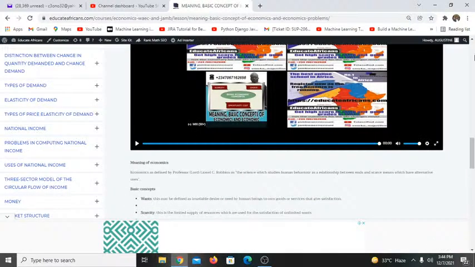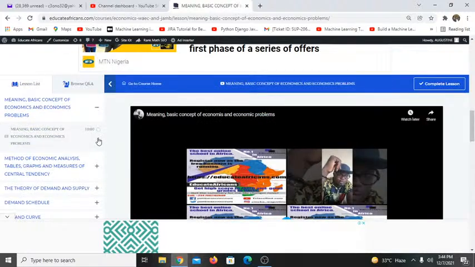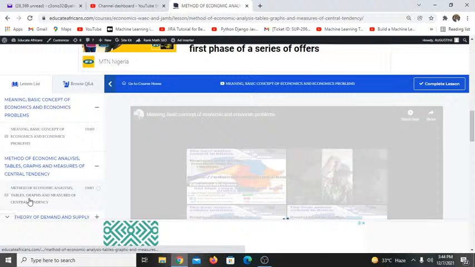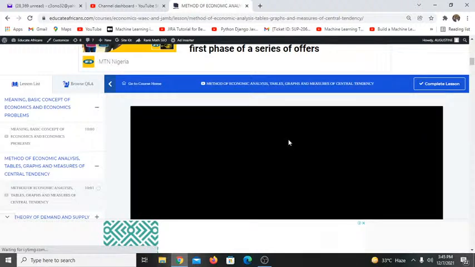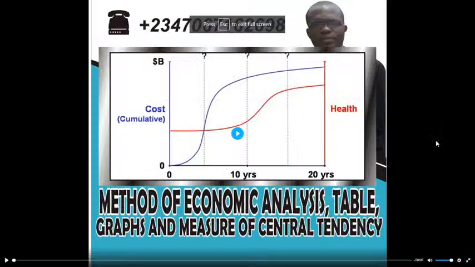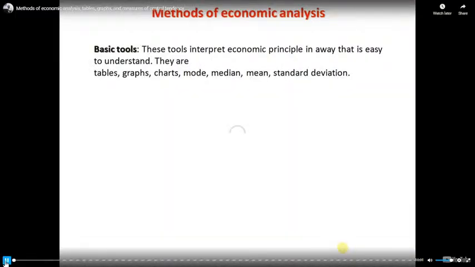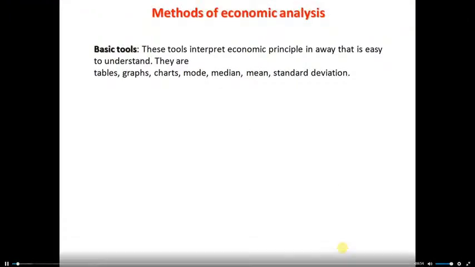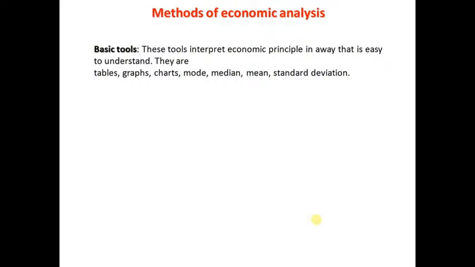Okay, so let's look at further topics and methods of economic analysis using table, graphs and measures of central tendency. This is a very important aspect in economics, and you just have to get to know about it. This is the text section of our discussions in economics for JAMB.